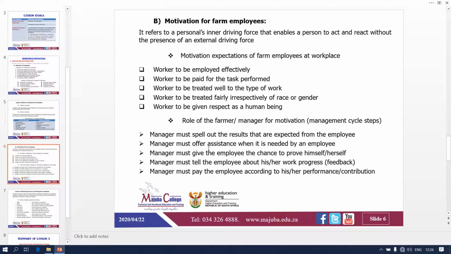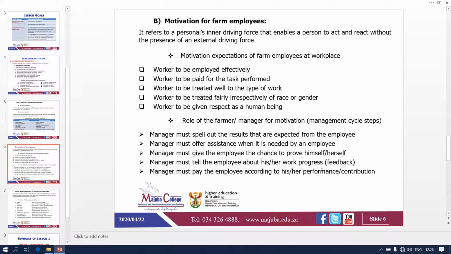The manager must offer assistance when it's needed by the employee. The manager must give the employee the chance to prove himself or herself. The manager must tell the employee about his or her work progress, which is also known as feedback. The manager must pay the employee according to the performance, right, of contribution in terms of your work.